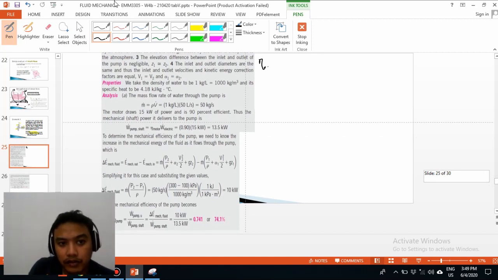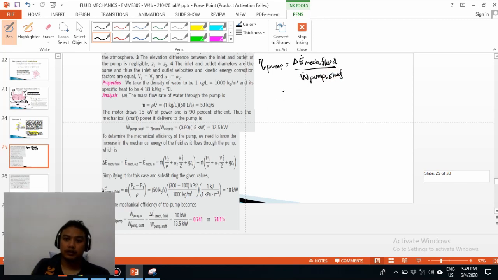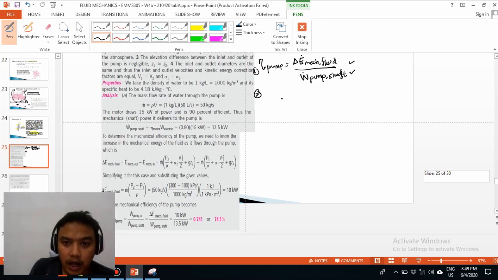Okay, mechanical efficiency of pump is equal to delta energy, the change of energy of mechanical fluid, divided by work of pump shaft. So we need to find both in order to get the mechanical efficiency of pump. That's the first step. So the second step, we need to try to find them one by one.